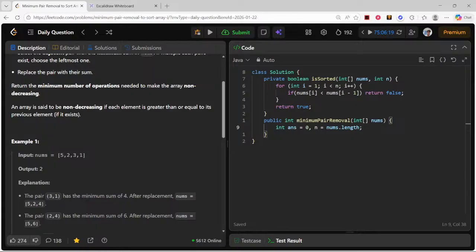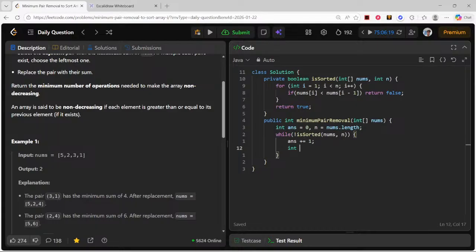And then we have the sorted check: while not sorted, while isSorted of nums and n. If nums of n is sorted, otherwise, right, so answer becomes 1.